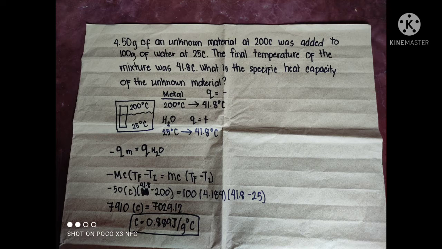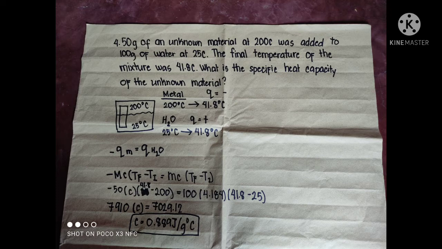So heat is going to flow from the metal into the surrounding water molecules. Heat flows from hot to cold. So for the metal or the unknown material, the temperature changes from 200 degrees Celsius to 41.8 degrees Celsius. So heat is flowing out of the metal, and therefore Q is negative because it's an exothermic process. Whenever heat is released, that's the case. In the case of the water, the temperature increases from 25 degrees Celsius to 41.8 degrees Celsius. So the Q is positive.